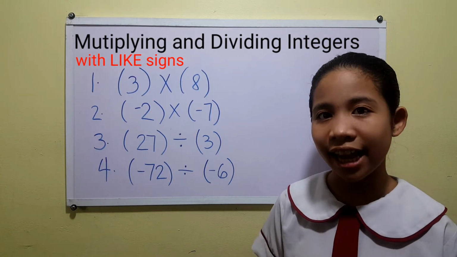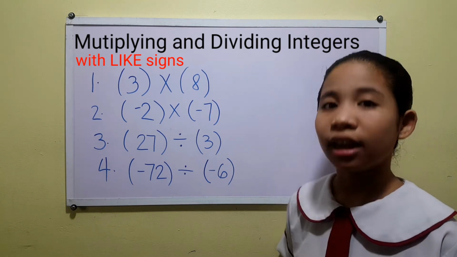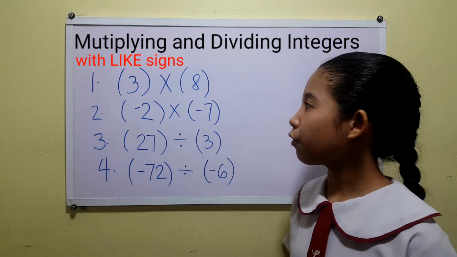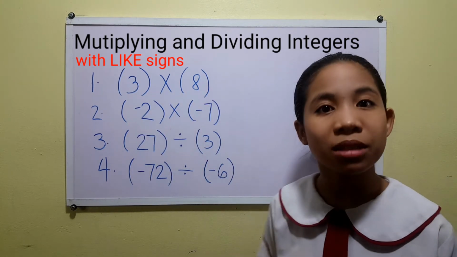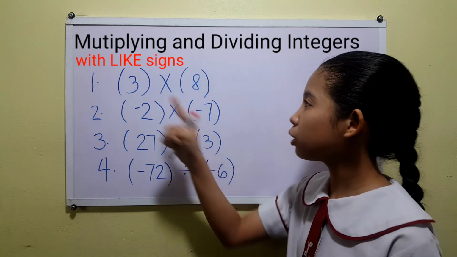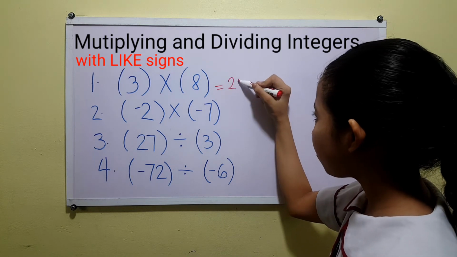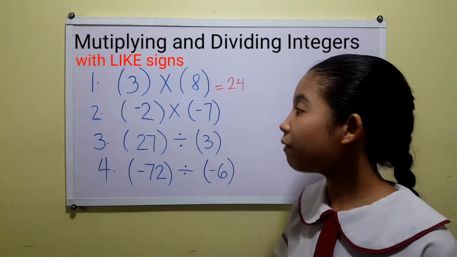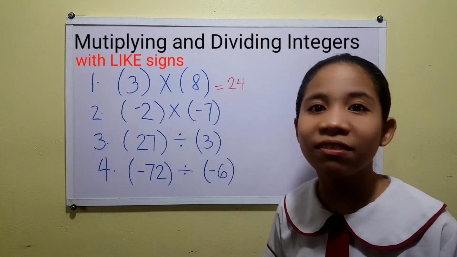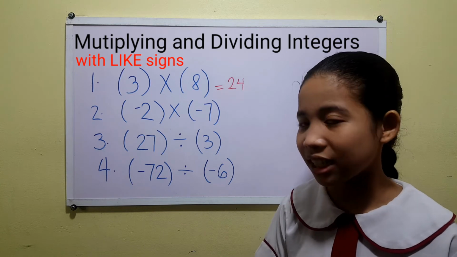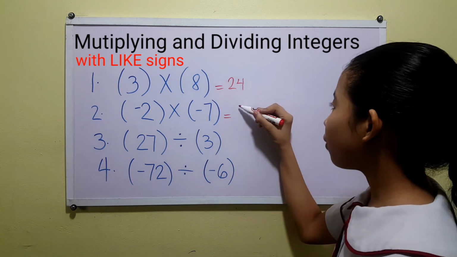Let's answer multiplication and division of integers with like signs. So first we have positive 3 times positive 8. Remember that positive times positive is always positive. So 3 times 8 is equal to positive 24. Next we have negative 2 times negative 7. Remember that negative times negative is always positive. So we have 2 times 7 is positive 14.